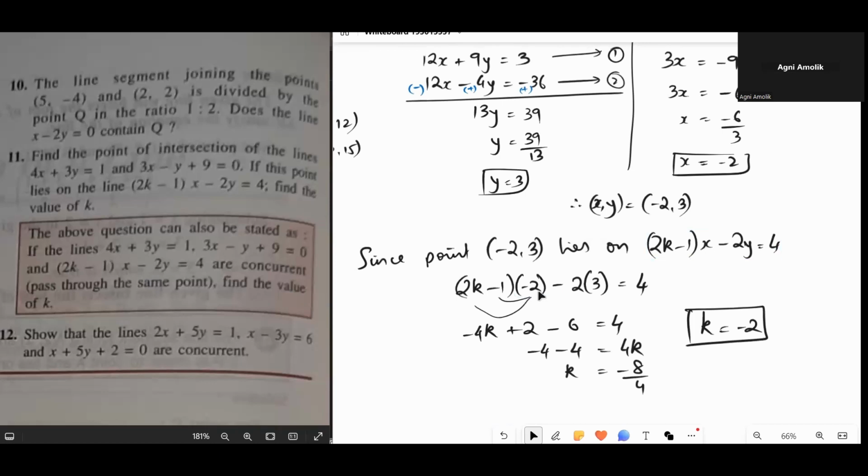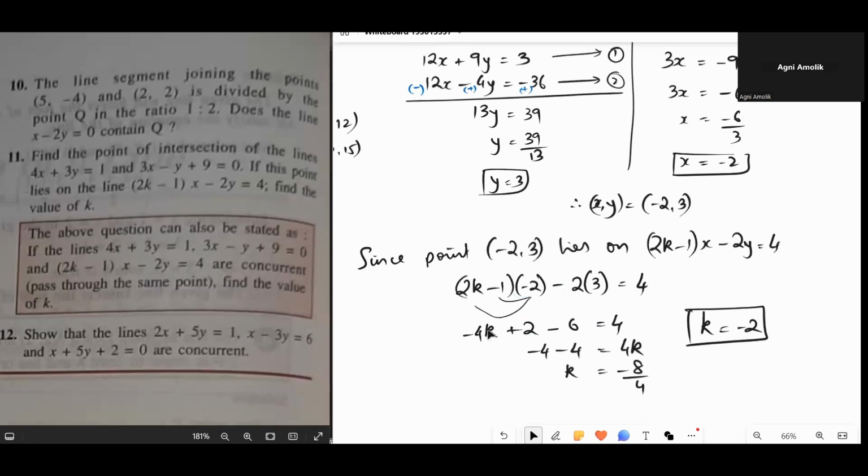In place of x, I put minus 2. In place of y, I put 3. Now 2k, it's 2k minus 1 multiplied with x. So I need to multiply 2k with that minus 2 and minus 1 also with the minus 2. So 2k into minus 2 is how much? And minus 1 into minus 2? Plus 2. And then minus 2 into 3 is? Minus 6. Do you understand the step?